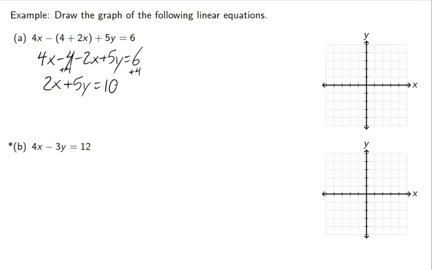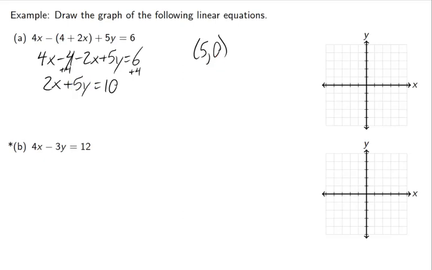Now let me show you a trick. This is called the cover-up method. If I want to know the x-intercept, I would let y equal 0. So you can use your hand and cover the y term, and that will give you a new equation. What you would see is just 2x equals 10. That means x equals 5, so 5, 0 is one of the points.